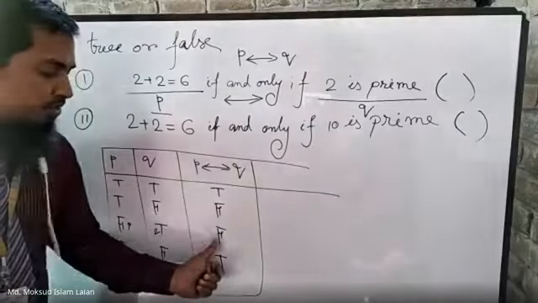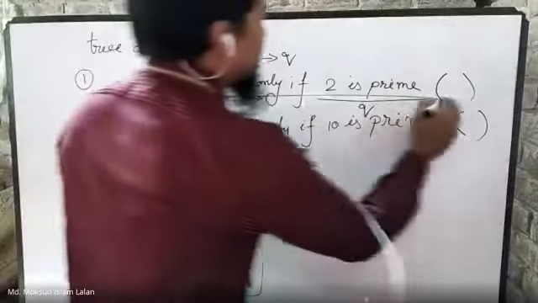So what is the result? Now coming to the biconditional, what is the result? False. So definitely this statement will be false. Do you understand or not?